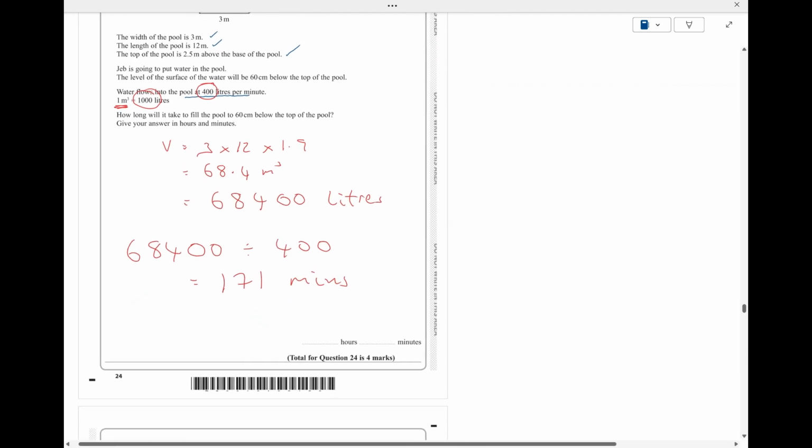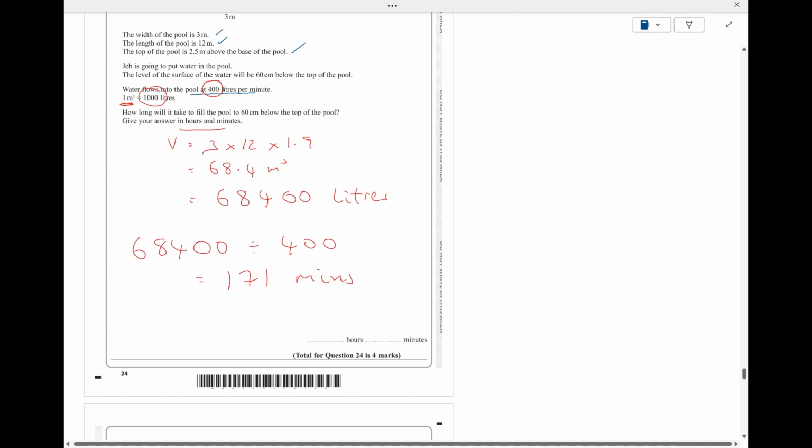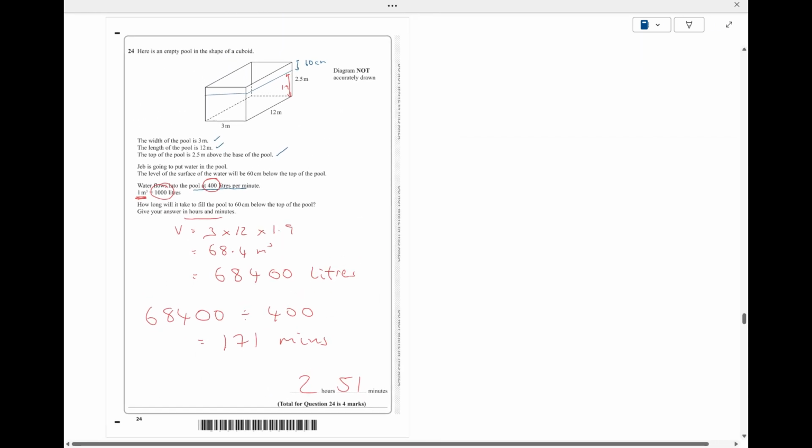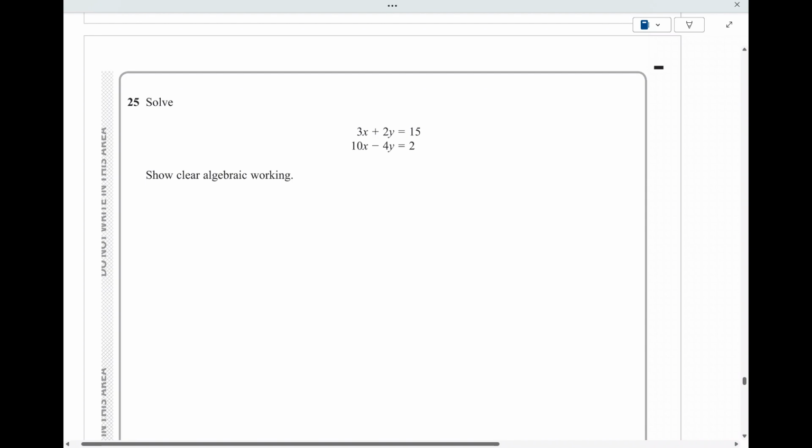And then it says, give your answer in hours and minutes. So how many hours is that? 171 minutes. It's going to be 2 hours, because that's 120 minutes. So 2 hours and another 51 minutes. That is question 24 done.